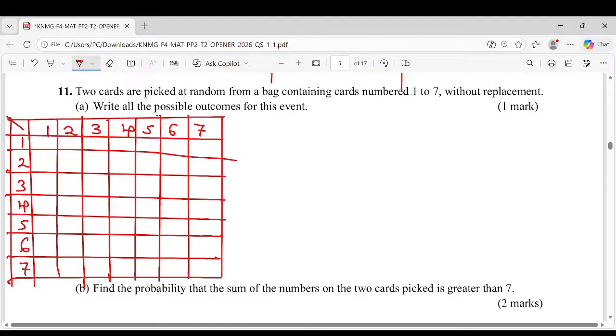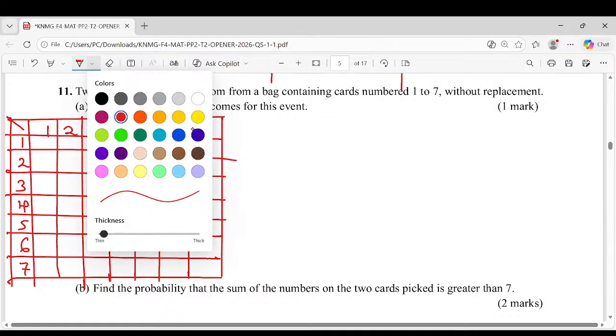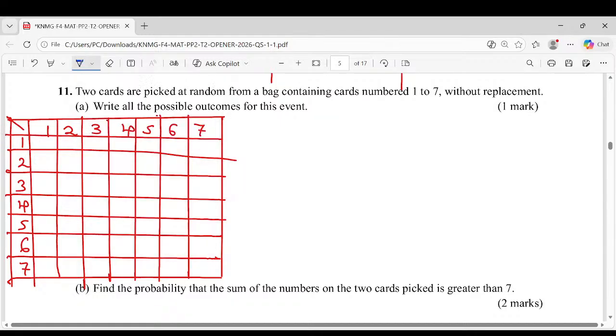Let us start. This time round, I'm going to use an ink pen. Remember, there is no replacement and only one is being picked. Assume the first ball that has been picked is a 1. So this one you cannot pick another one.